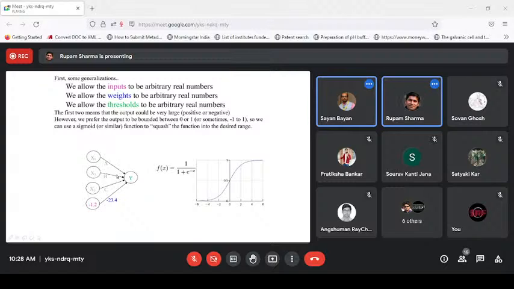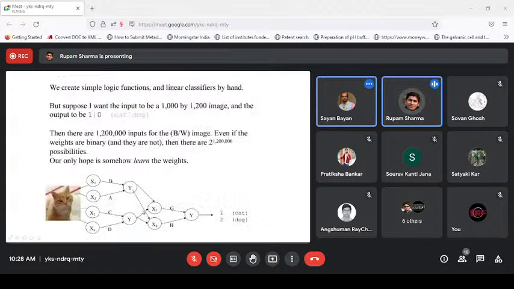Now if in this classification process I just want my output neuron to give me a 0 or a 1, that means these arbitrary real numbers of input together with the arbitrary real numbers of weight finally should be compressed down just to an output of either 0 or a 1.